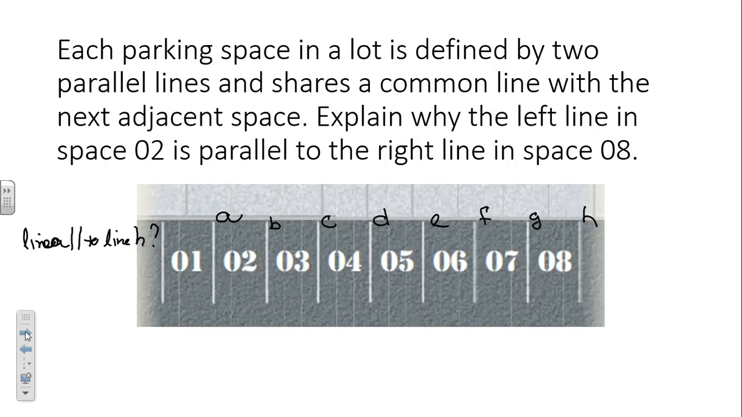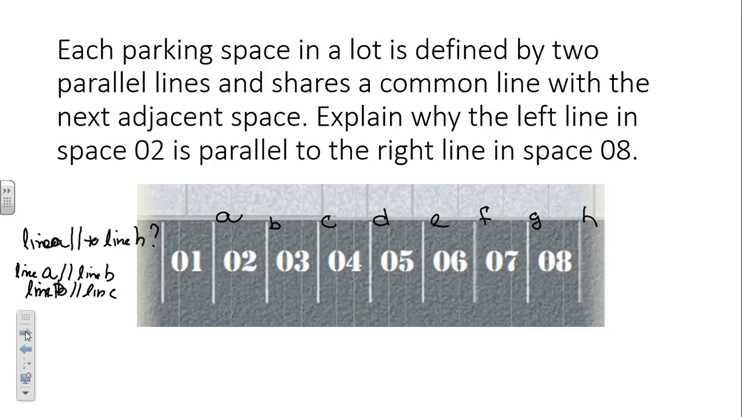So we have something called the transitive property. So rather than having to say A is parallel to line B and line B is parallel to line C and so forth and so forth and so forth, right? We can cut to the chase and just say then line A is parallel to line H by the transitive property of parallel lines. Okay?